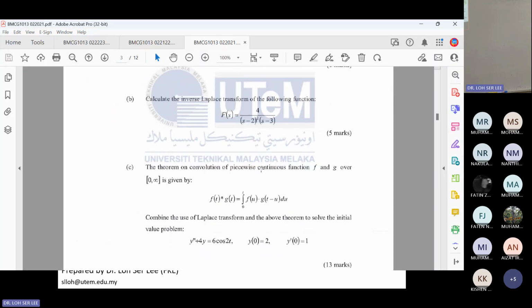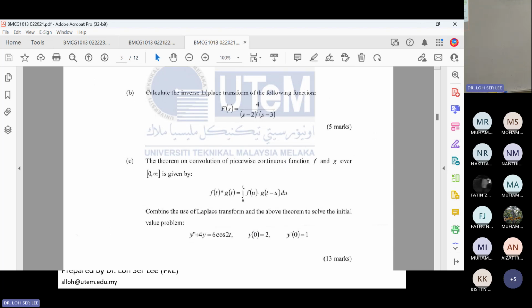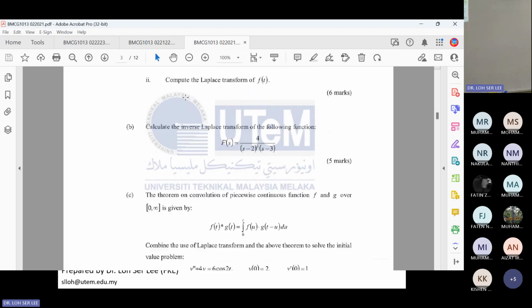Okay, this one. Okay, B. Calculate the inverse Laplace transform for the following function. You can use either the partial fraction or the convolution theorem. Either one, because it doesn't state.